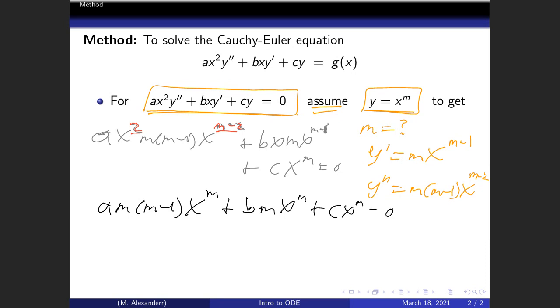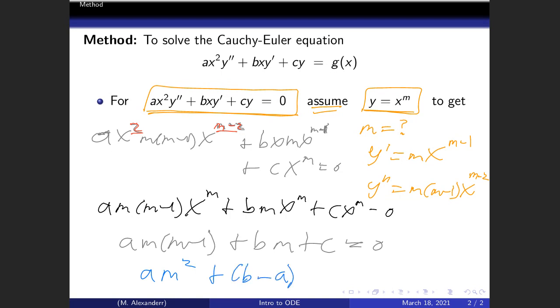Now we are going to assume that x is not equal to 0, and so we can get rid of the x to the m, and the thing that we are left with is the following. Let's write down a m(m minus 1) plus b m plus c is equal to 0. And if you simplify things, you do a little bit of algebra, and you get a m squared plus (b minus a) m plus c is equal to 0.